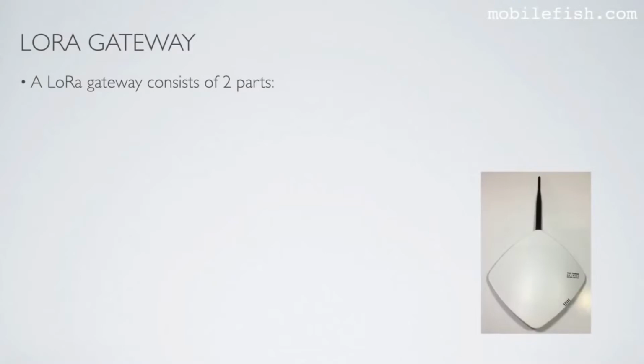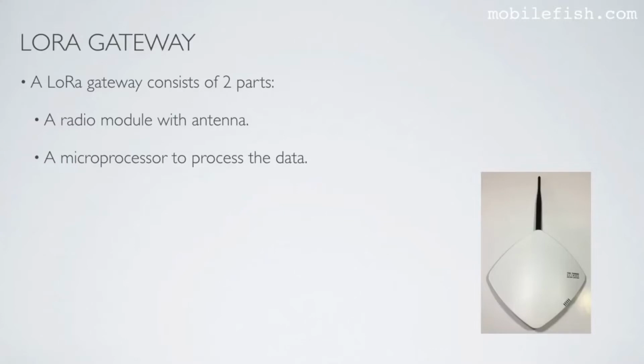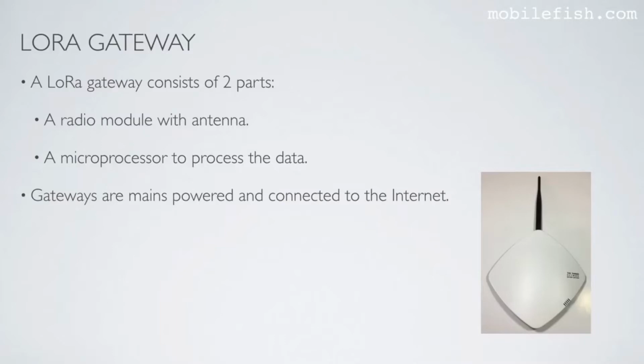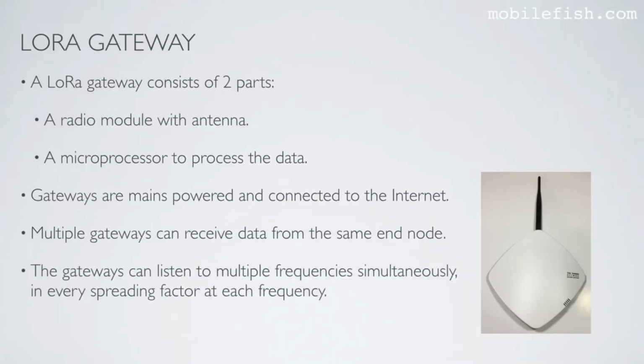A LoRa gateway consists of 2 parts: a radio module with antenna, and a microprocessor to process the data. The gateways are mains powered and connected to the internet. Multiple gateways can receive data from the same end node. The gateways can listen to multiple frequencies simultaneously in every spreading factor at each frequency.